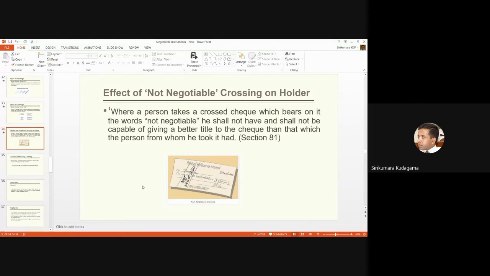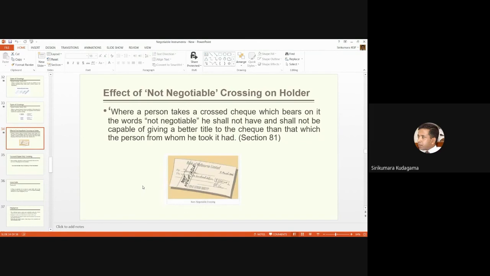Now, A cannot have any title. Now, I'll go one step ahead. Then A gives that check to a person called B with an endorsement. That not negotiable clause is still there. Now B, what is B's position? B's position is that he got something from A which he is having now.